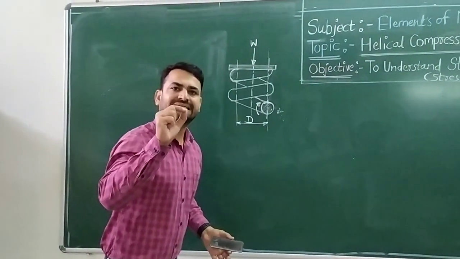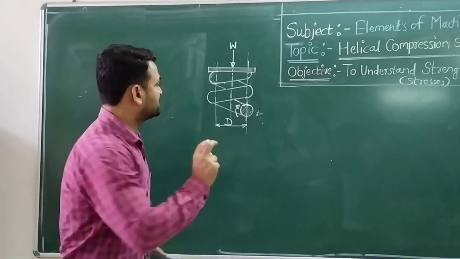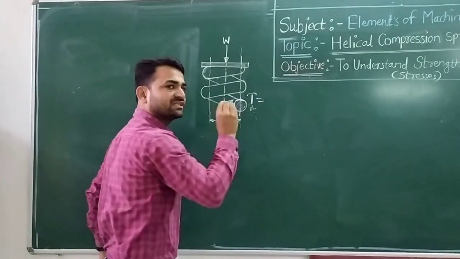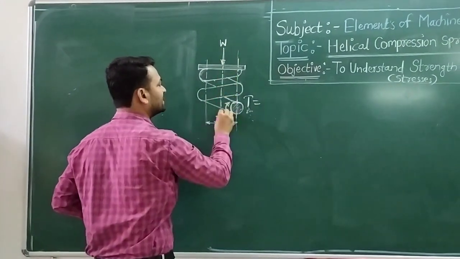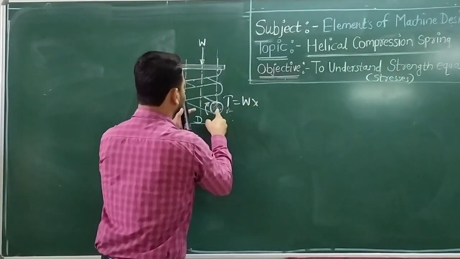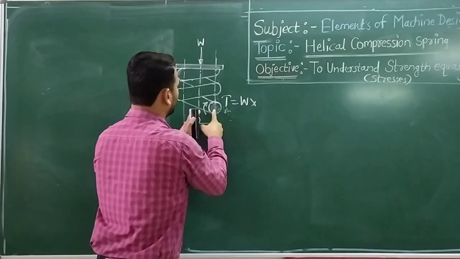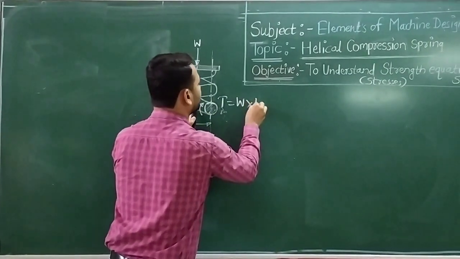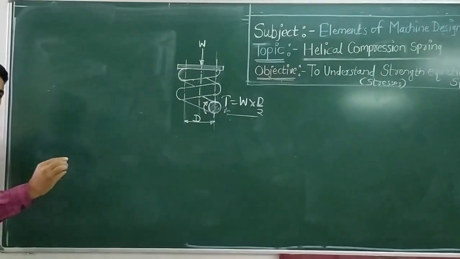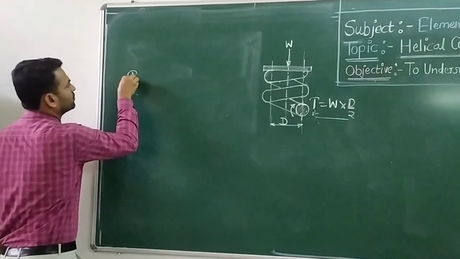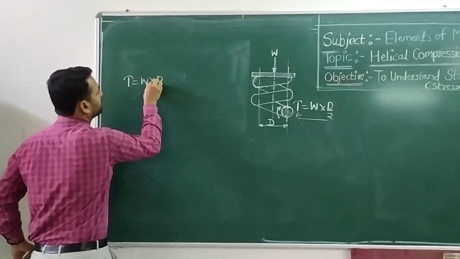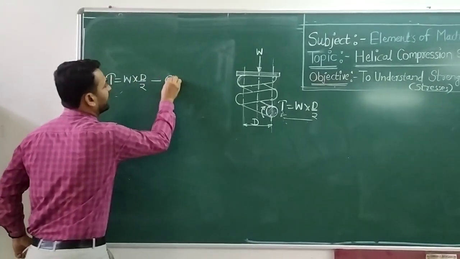So first, a twisting moment will be created over here. This is the twisting moment T, and as we know, twisting moment is equal to force into perpendicular distance. So W multiplied by the perpendicular distance. The total distance is D, so the perpendicular distance, half of it, will be D by 2. So this is the twisting moment on a coil. T is equal to W multiplied by D by 2. This is equation A.